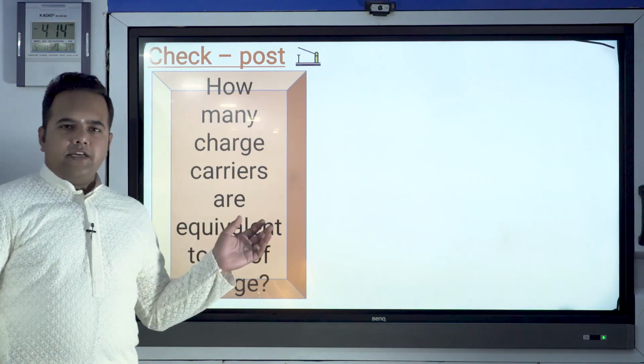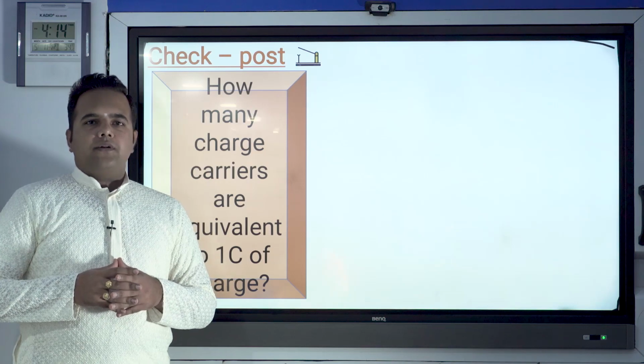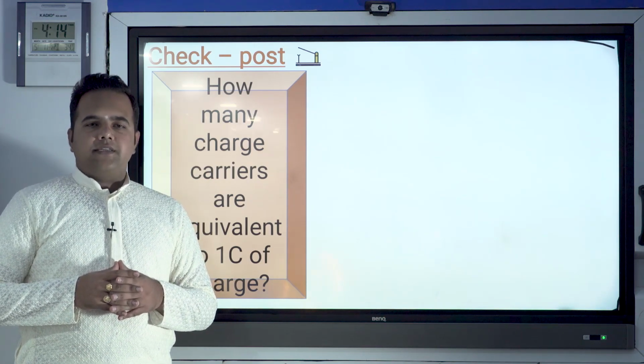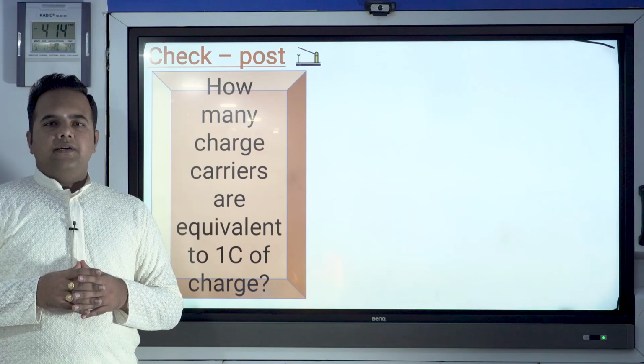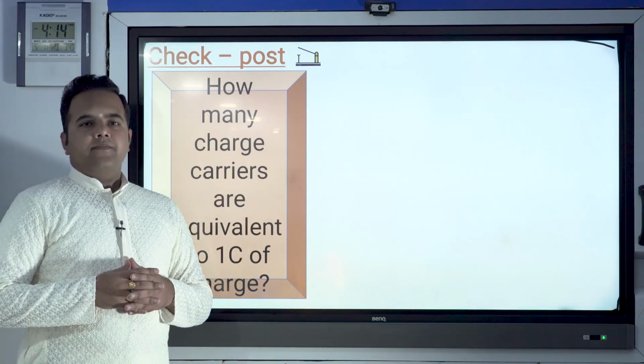So I think we are clear so far. In the last class, we discussed the properties of charges, the basic kinds of charges, and the SI unit of charge, and this is where we have arrived.